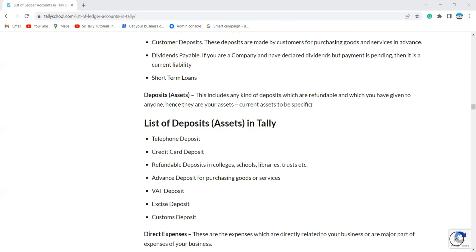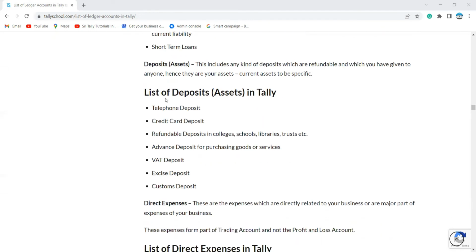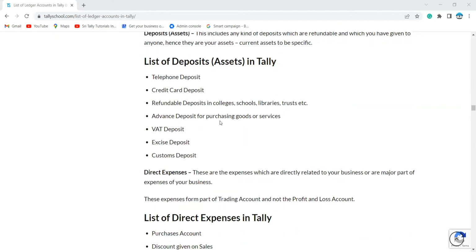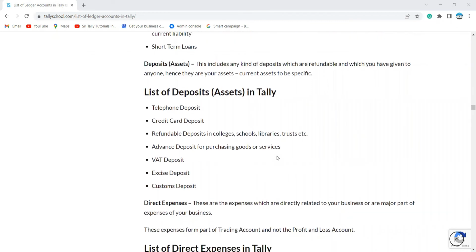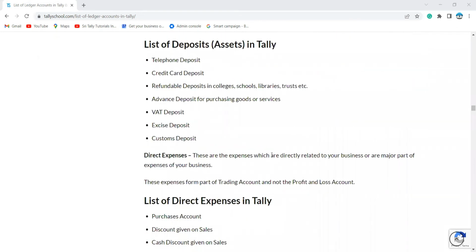This includes any kind of deposits which are refundable: land advance deposited, office advance deposited. This all comes under deposits and assets. For example, list of deposits: telephone deposit, credit card deposit, VAT deposit, excise duty deposit, customs duty deposit. This all comes under deposits and assets.